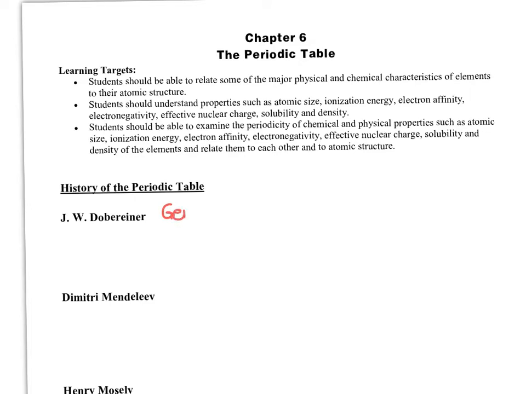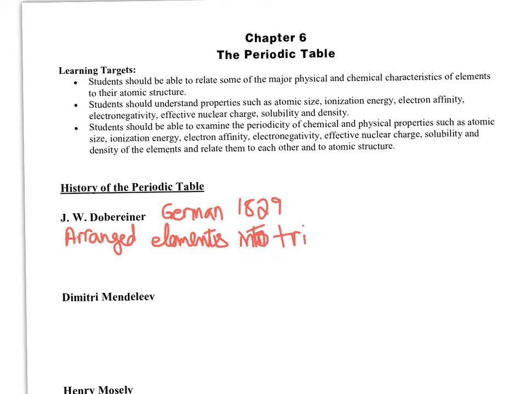You do not need to remember the nationalities. You also do not need to remember the dates or anything like that. This is just for your own knowledge, just so you can have a timetable for yourself. So what he did was he arranged the elements in triads. Into triads. And a triad means a group of three.